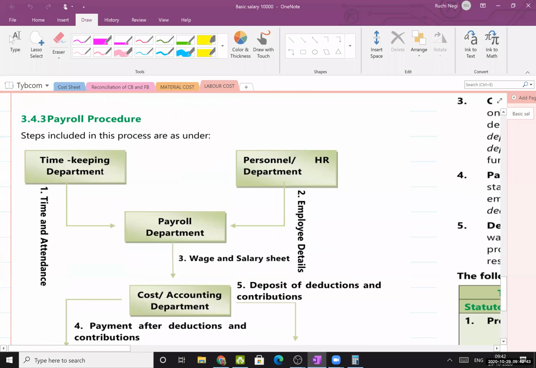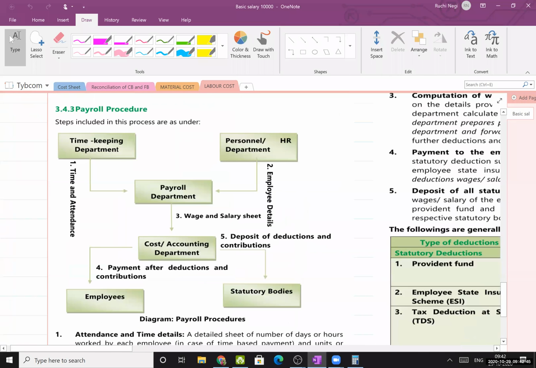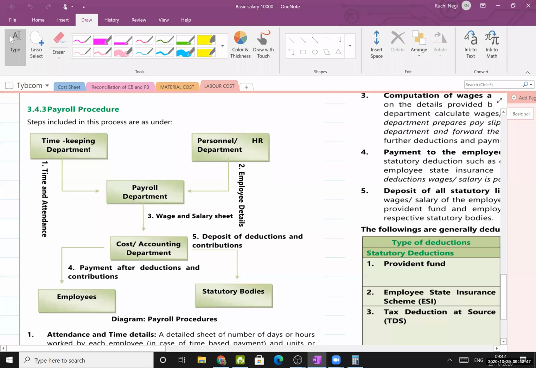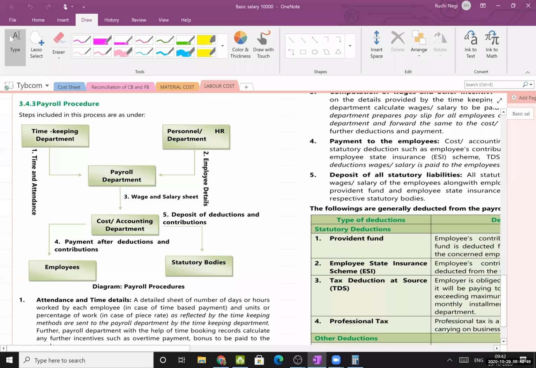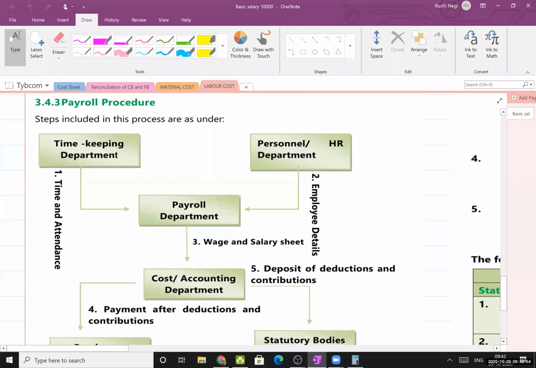Next, this is the payroll procedure structure. Yeah. See, payroll matlab people who maintain your salary and wages sheet. Department that maintains the wage and salary sheet. See, this one I'm talking about. Payroll.